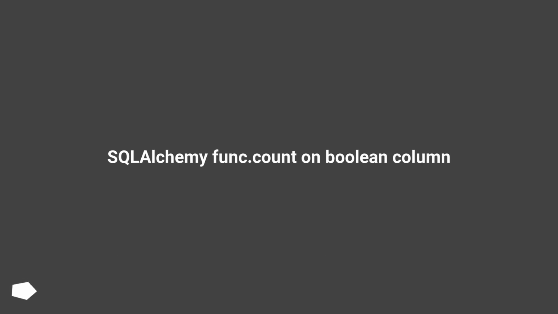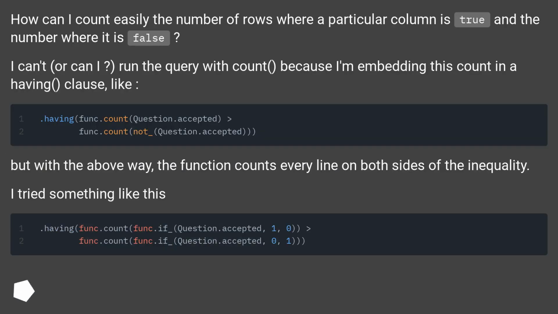SQLAlchemy func.count a boolean column. How can I count easily the number of rows where a particular column is true and the number where it is false? I can't, or can I?